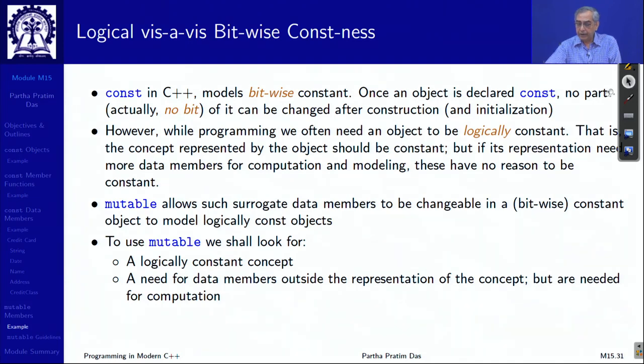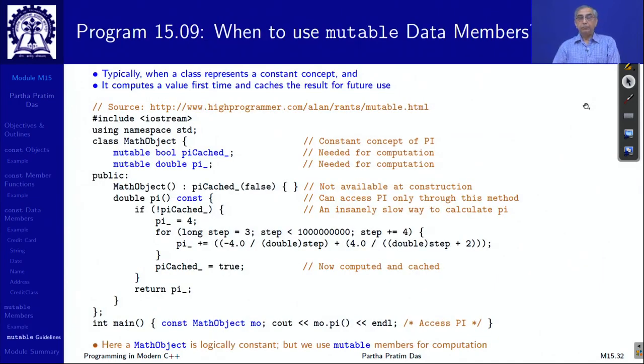Quick examples. I will show you a positive as well as a negative example. So, this is when to use mutable data members. For example, here I have a math object which has a function pi. On the math object I call pi, and I get the value of pi. To compute pi, I have provided an algorithm. This algorithm is terribly slow, but that does not really matter. What I do is cache this value of pi. So, I have a cacheable boolean.